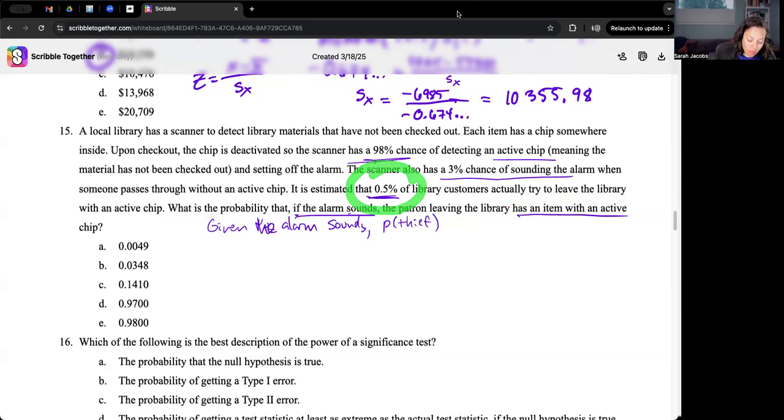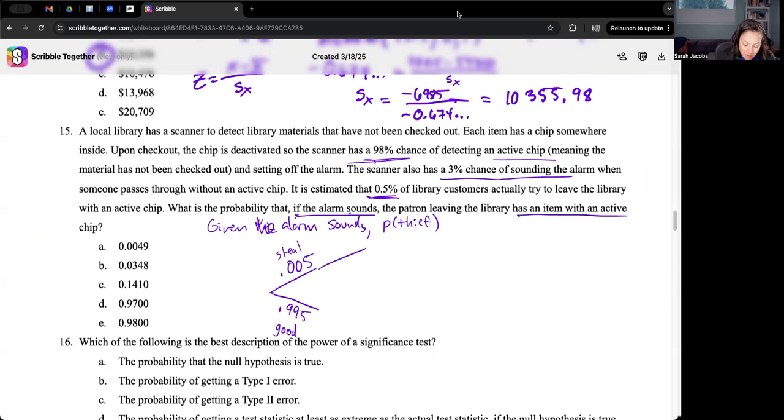So we want to start with how many people are going to have an active chip or not, or what percent. So 0.5%, so 0.005 are trying to steal. And that means that, oh, that's too many zeros, man. That means 0.995 are not trying to steal.